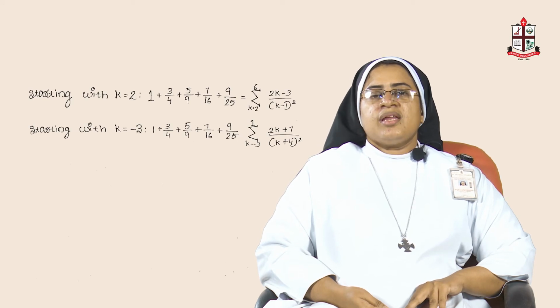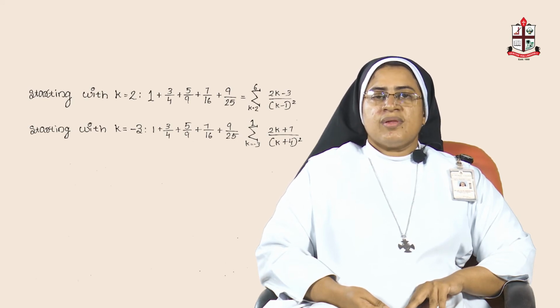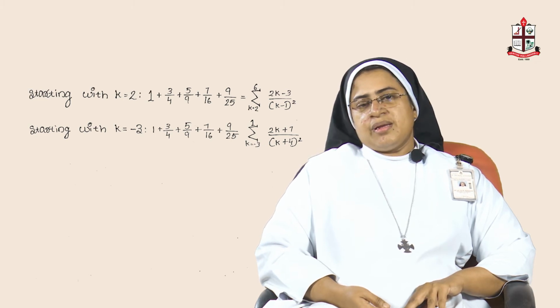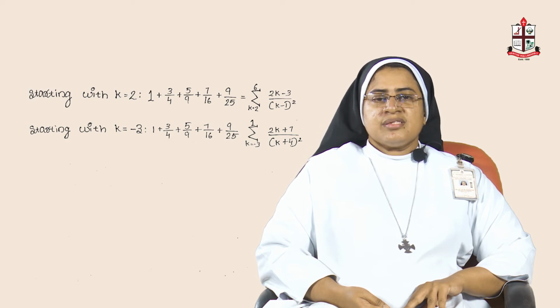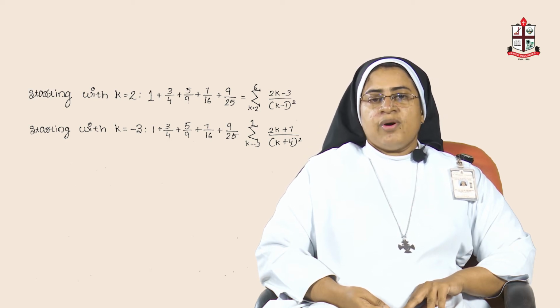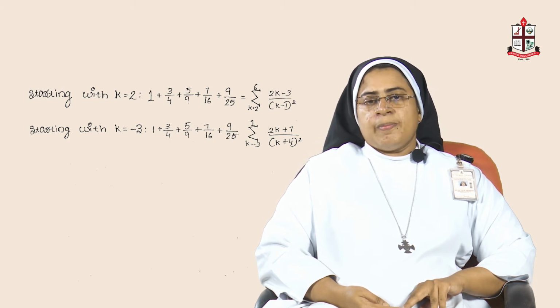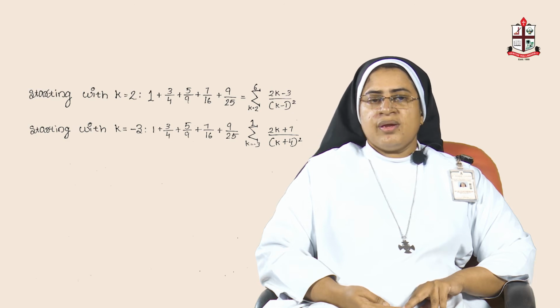The same thing you can start with k equals 2, then again you will have the same formula. Where should it end? It should end at 6 because there are 5 terms, and you make the shift as (2k minus 3) divided by (k minus 1) whole square. Next one is starting with k equals minus 3, the same formula. Sigma k equals minus 3 means minus 3, minus 2, minus 1, 0, 1. So, the last term will be k equals 1. You start from k equals minus 3 as the lower limit of summation and 1 as the upper limit, and you can write it as (2k plus 7) divided by (k plus 4) whole square.